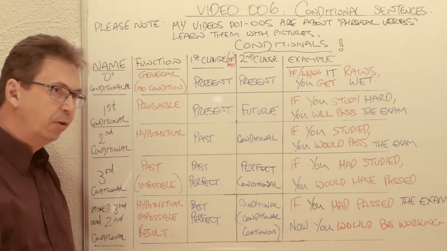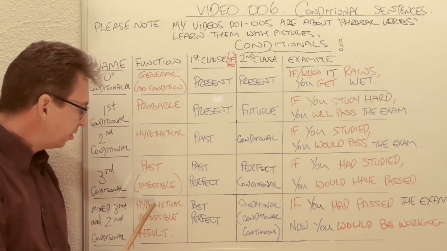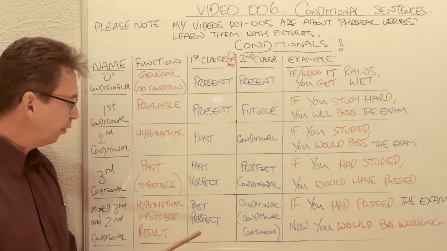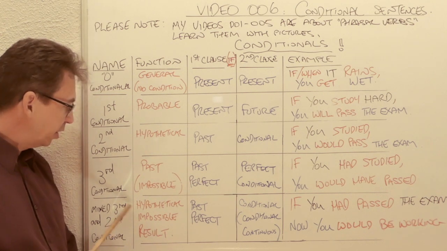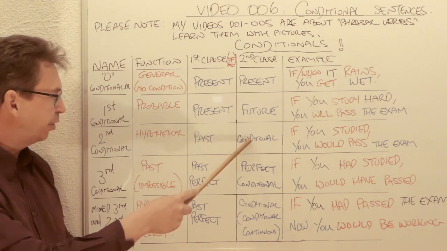Maybe later on it's taught, but the most important ones are this one and this one, but this is a mixed one. And this is a hypothetical impossible result. Again, it's past. For the first clause, the if clause, we use the past perfect, and for the second clause, the result, we use the conditional. Okay, that's why it's called a mix of the third and the second.